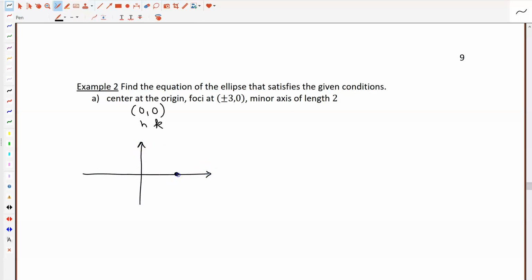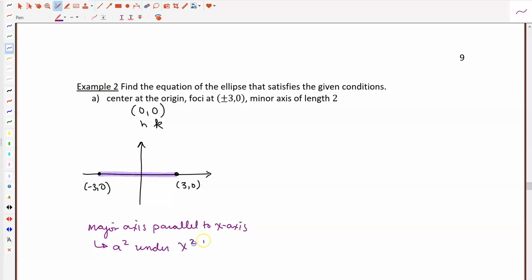So if the foci are going to be at 3, 0 and -3, 0, this has to be my major axis. The major axis is parallel to the x-axis, which means the a squared is going to be under the x squared term. So I know a little bit more about generically how this is going to look.